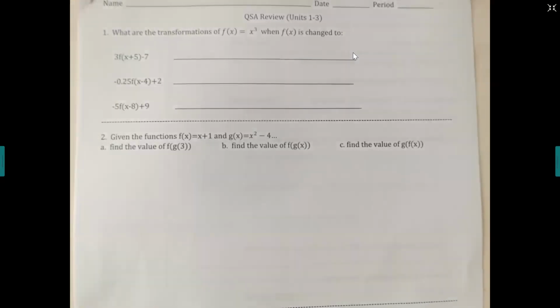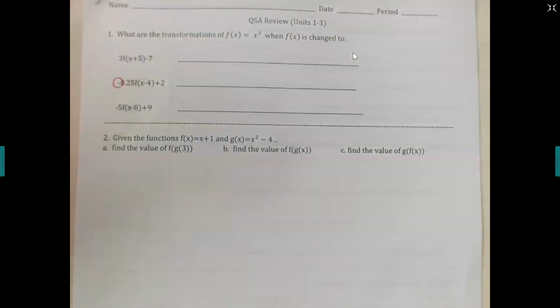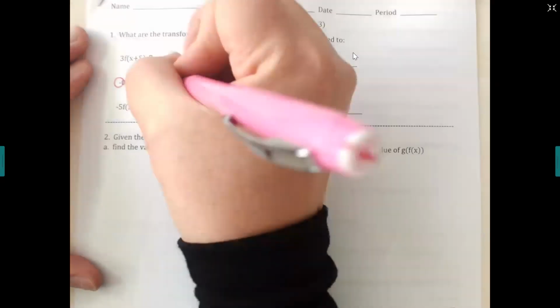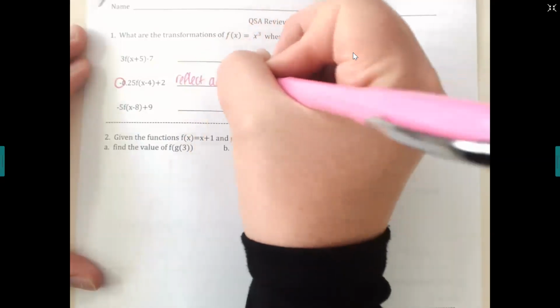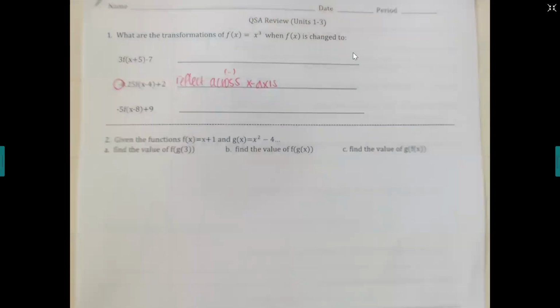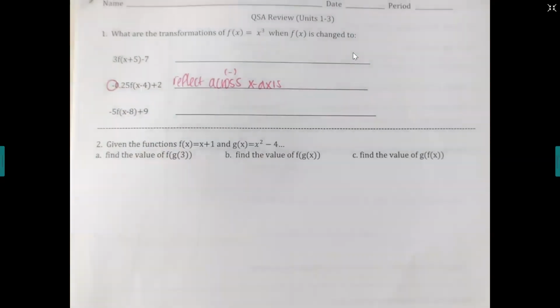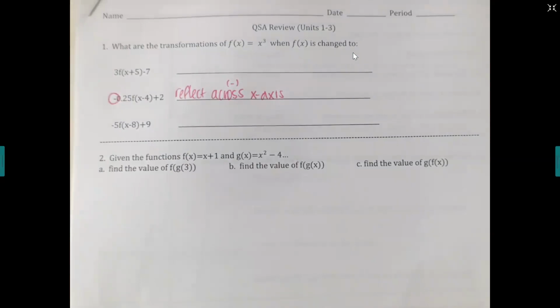All right, take a look at number 1. We're going to do the second one. Can you tell me what the negative in the front does? Good. A lot of y'all put ROXA on your test, and I guess that means reflect over the x-axis. So I'm going to put reflect across x-axis, and above that the negative, so that you remember what feature did that.